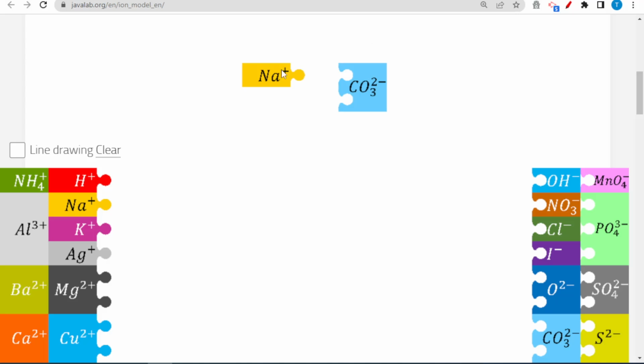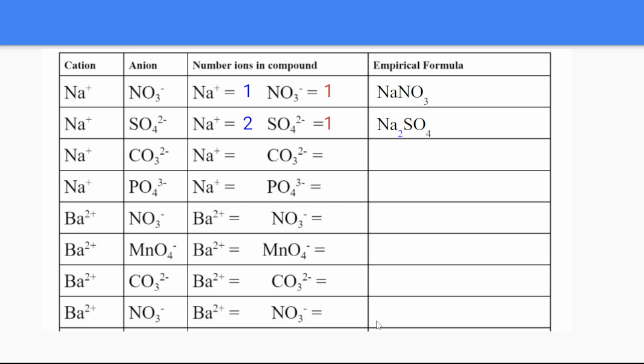Next example is sodium and carbonate ions. 1 minus 2 does not equal 0. We need another sodium ion. That gives you 2 sodium, 1 carbonate. So 2 sodium, 1 carbonate, you write the formula as Na2CO3. 2 sodium, 1 carbonate. Remember, there are no charges when you write the formula for an ionic compound.